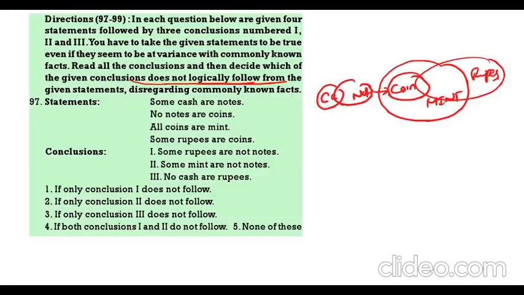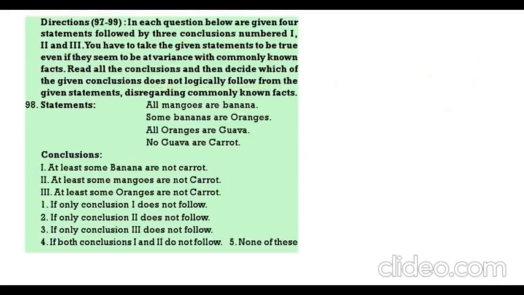Which one does not follow? Some rupees are not notes. Since no coin is note, inside coin some part of rupees is there. So some rupees are not notes follows. Some mint are not notes. That also will follow. No cash is rupees. Here this is cash, this is rupees. There is no relation. So third one does not follow. So only 3 does not follow. Next.